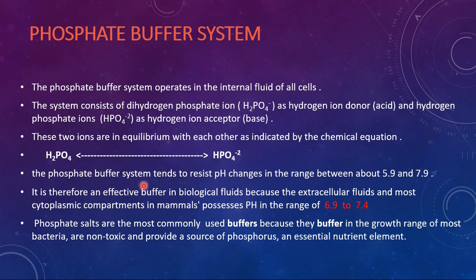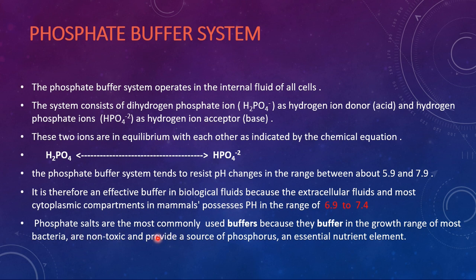Now this phosphate buffer system resists pH change between 5.9 and 7.9. So this phosphate buffer system is a more effective buffer in biological fluids because the extracellular fluids and most cytoplasmic compartments in mammals possess a pH range of 6.9 to 7.4. So you have to maintain this by adjusting all the things inside the cell.